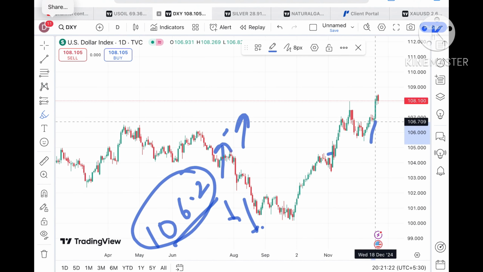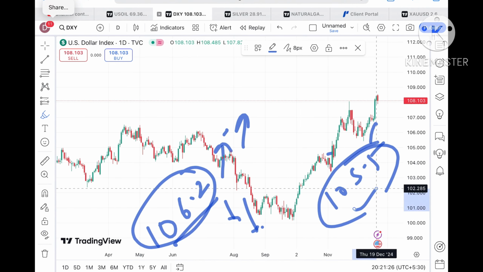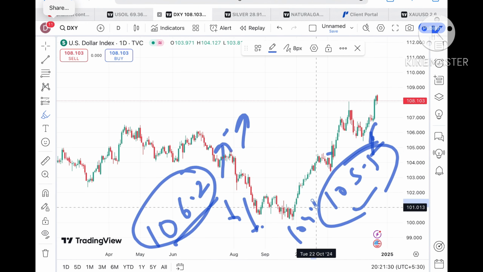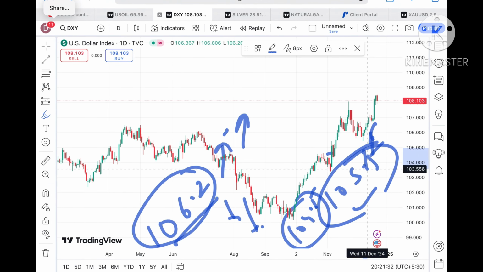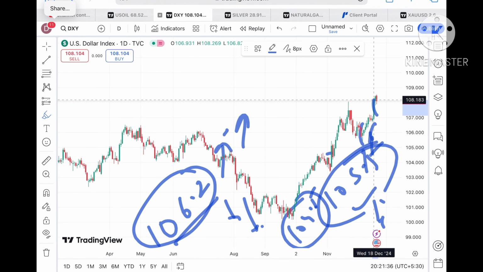These are the levels 106.5 and 106.2. A bounce back can come, as well as 108. Now the price is trading at a level of 108.103. If the price sustains above a level of $108, we can see a level of 108.5 and then a level of 109.